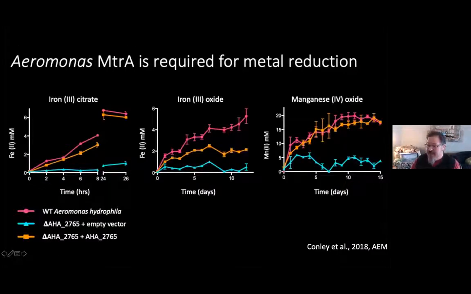Okay, so we've deleted that, and you see this activity, the iron reduction activity goes away, the manganese reduction activity goes away. And then we can complement that, meaning that we basically can fix that defect by providing a good copy of that gene back to the cells.